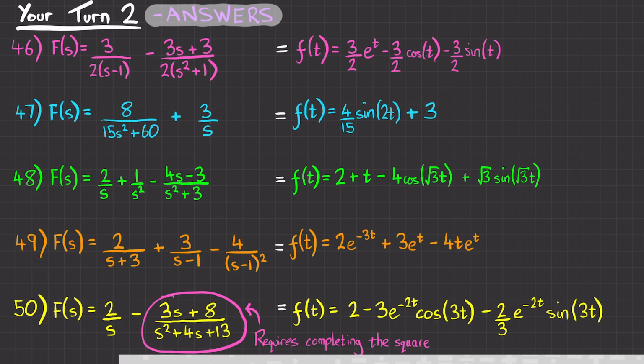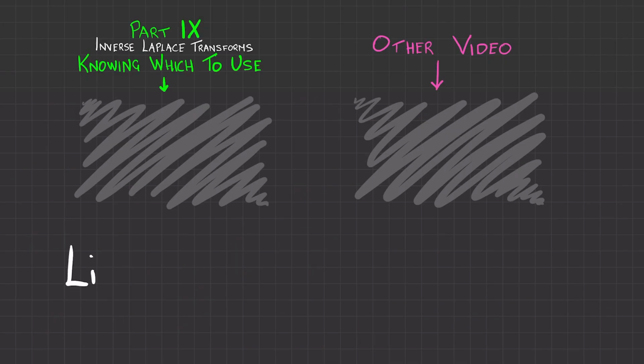Here are the answers. I hope you did really well on these. These can get tricky, particularly question 50 there. Part 9 shows you how to know whether to use completing the square or partial fractions.